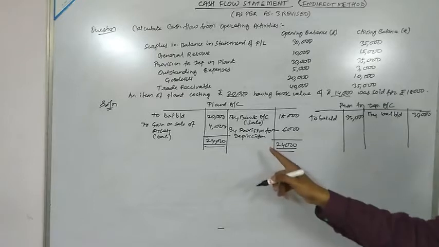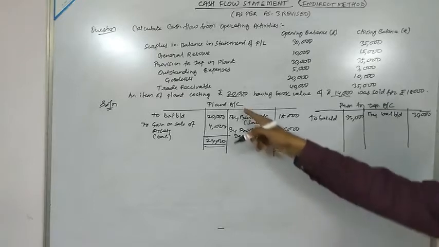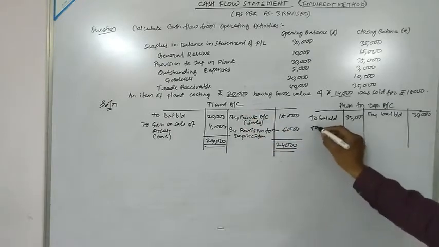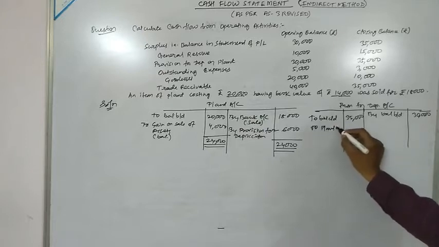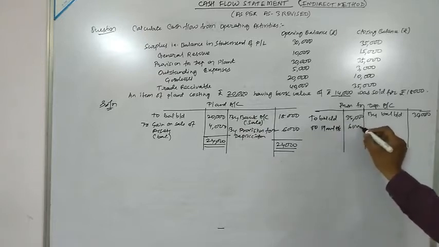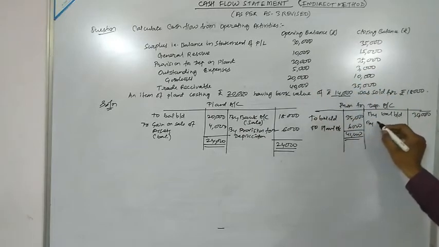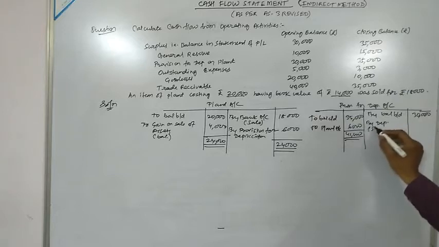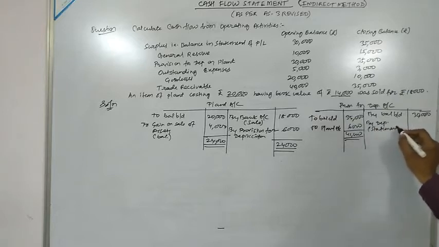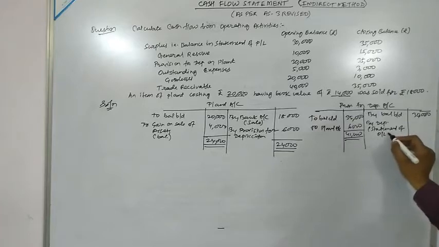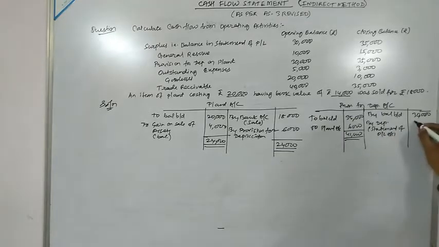Again, provision for depreciation has been given as 6,000. Okay, so what will be the entry? Provision for depreciation account debited to plant account, so that will be shown on the debit side to plant account. It is 6,000. Total is 41,000. The difference figure would be your depreciation. By depreciation, that will be shown in statement of P&L account. It will be your 11,000.